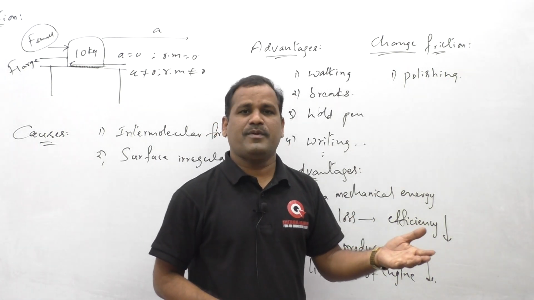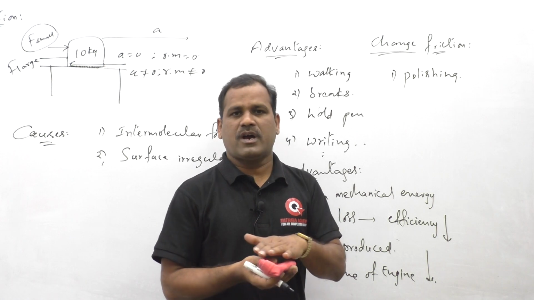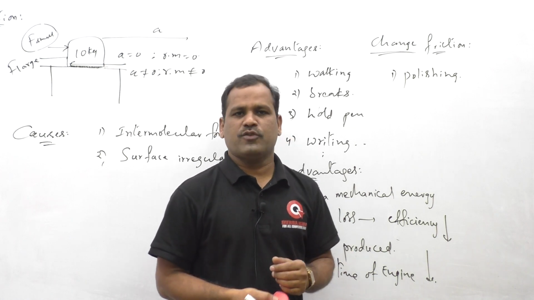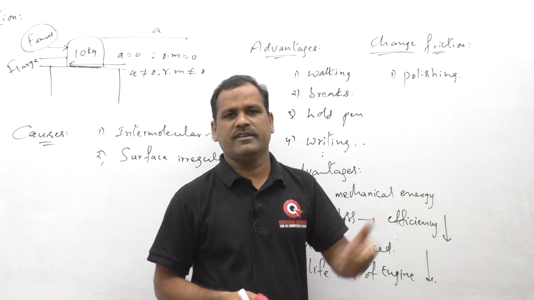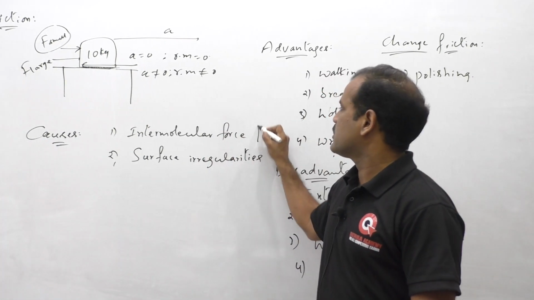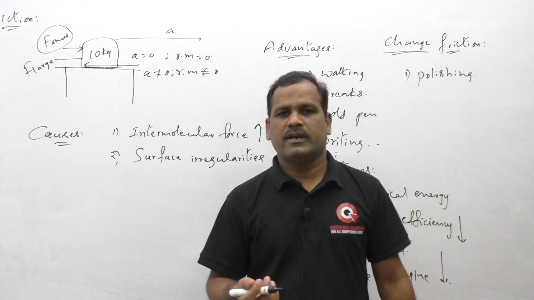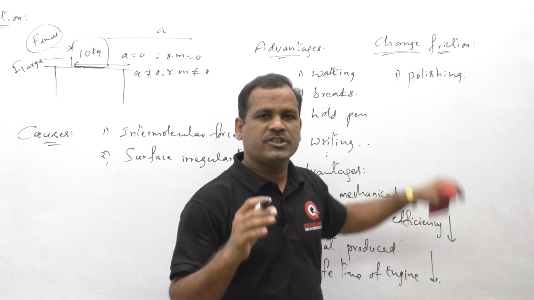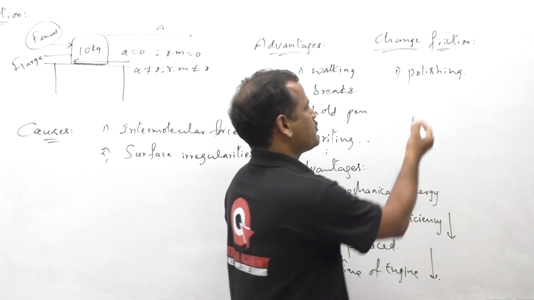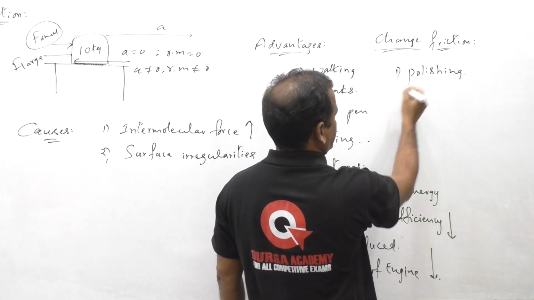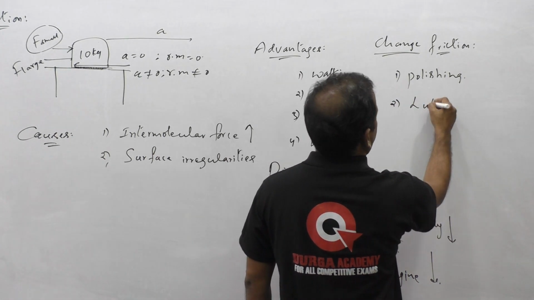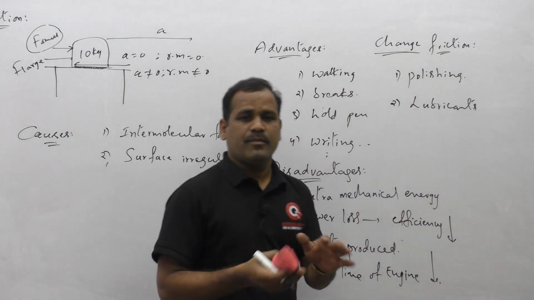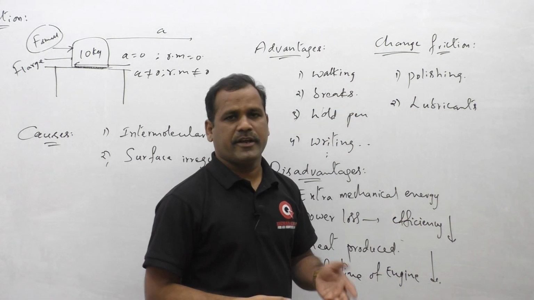After that extent, what happens is, after the surfaces become more smooth, the molecules become closer and they increase the intermolecular forces. If intermolecular forces are increasing, we know that obviously the friction force will increase. So up to some extent only polishing can decrease the friction. So polishing is one way to change the friction, and by using some lubricants, by applying some oil between the two surfaces, the friction can be decreased here.